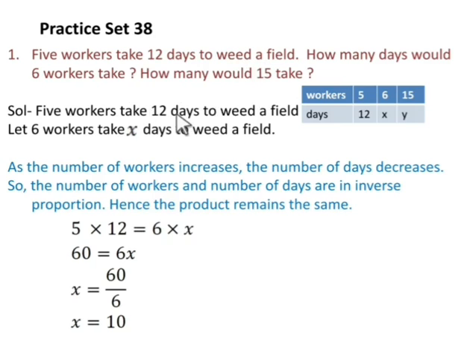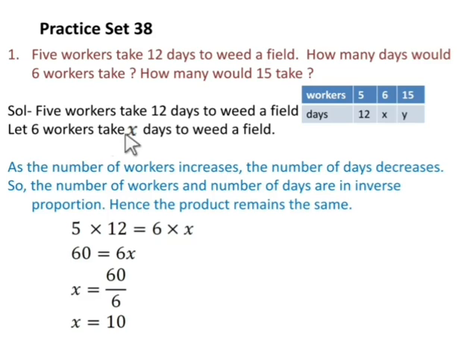So first we will write the given part. We will make a table of the quantities given in the example. Here the two quantities are number of workers and number of days. Here 5 workers take 12 days. Here we will consider, let 6 workers take X days, whereas 15 workers take Y days to weed the same field. Now here we will first find the value of X.